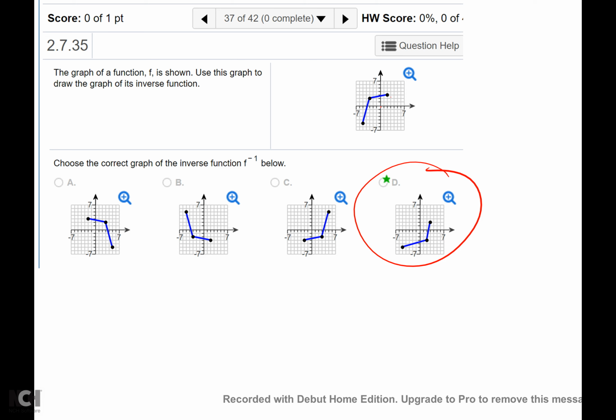This would be negative 3, 4, negative 5, 1, 2, 3, 4. That's negative 5, negative 5. 1, 2, 3, negative 3, 2, 1, 2, 2, 3. So if I wanted to graph the inverse, switch the ordered pairs, and I end up with negative 5, negative 5, 2, negative 3, 3, 2, and there's the inverse.